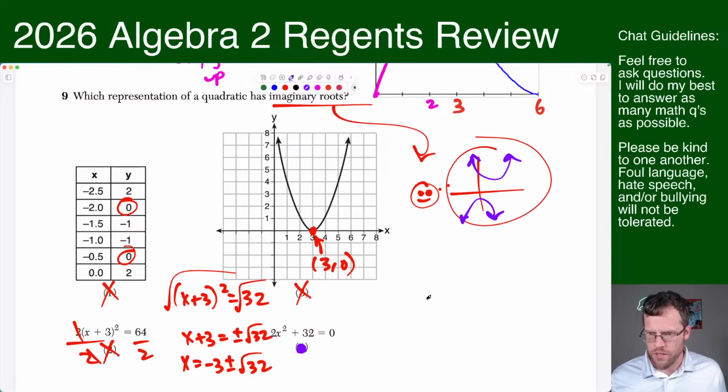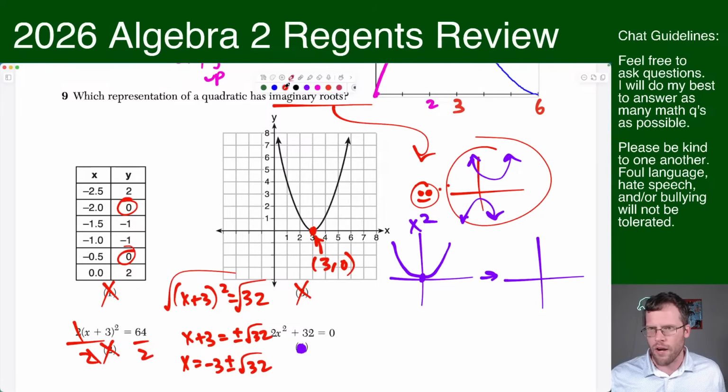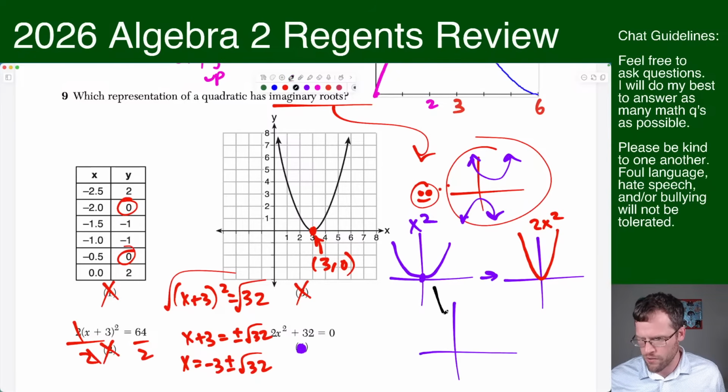So where my head goes for this, I think of parent functions. So here's, let's say, x squared. And then if I did 2 times x squared, it would just make the graph more narrow. It would just increase faster. So this would be 2x squared. And then if I did 2x squared plus 32, you could even graph this in the calculator. It's going to be something like this.